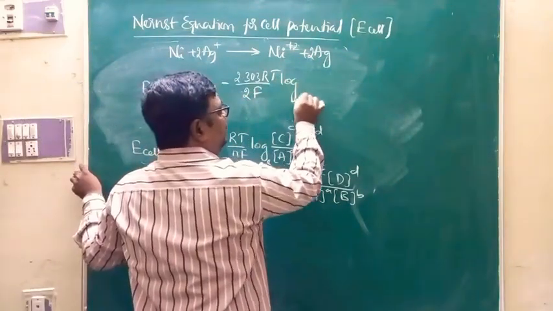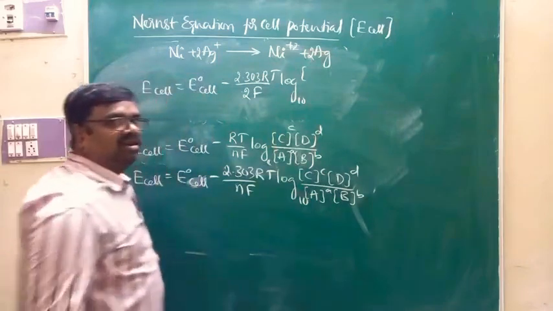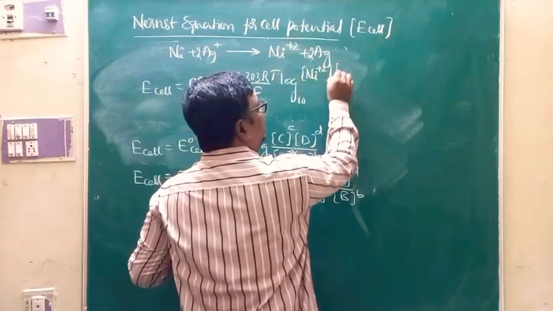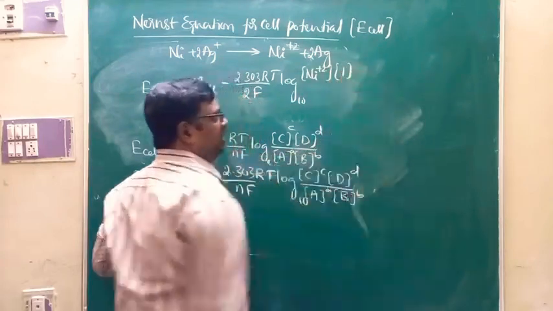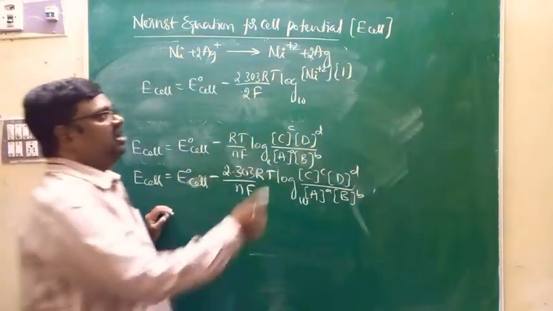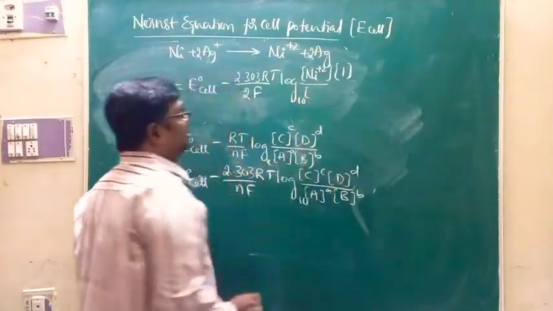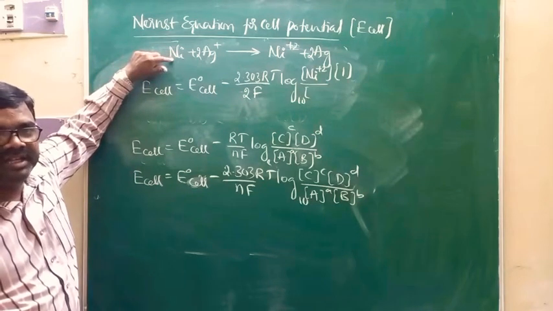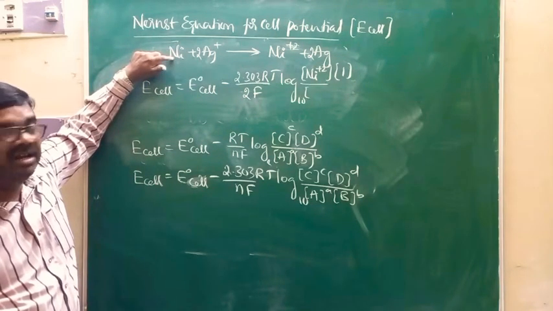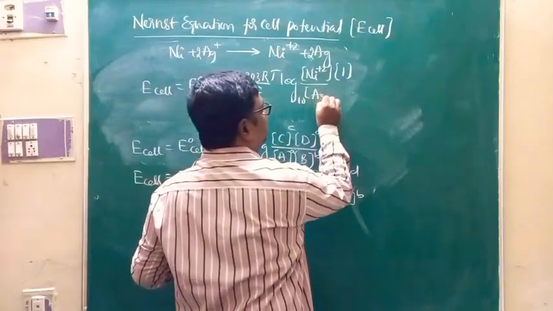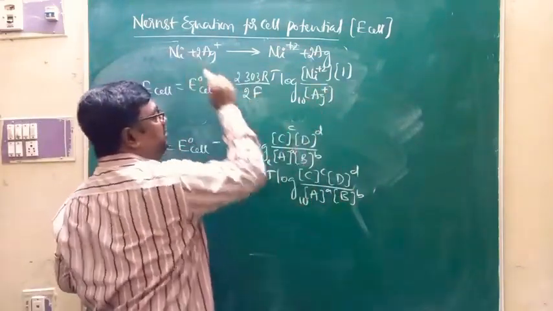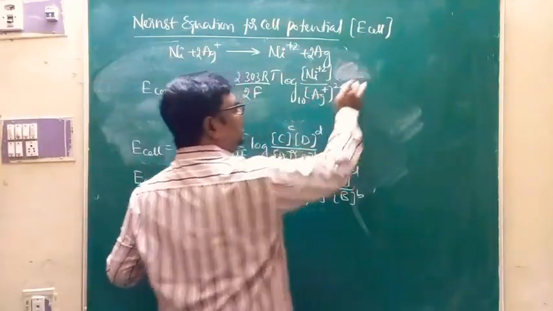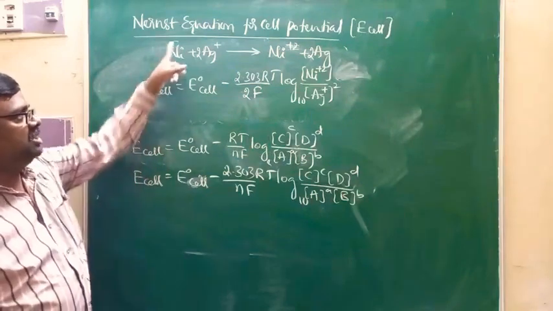Log to the base 10 of the molar concentration of products. Which is the product? Ni 2 plus, into the concentration of Ag, what is that? 1, because it is a solid. Only the ion concentration must be taken. Divided by the reactant. Which is it? Ni, what is that? A solid, it is in pure form, so its concentration is 1. Then the ion is Ag plus. What is the coefficient of Ag plus? It is 2, so Ag plus whole squared. This is what we call the Nernst expression, the Nernst equation for this particular cell reaction.